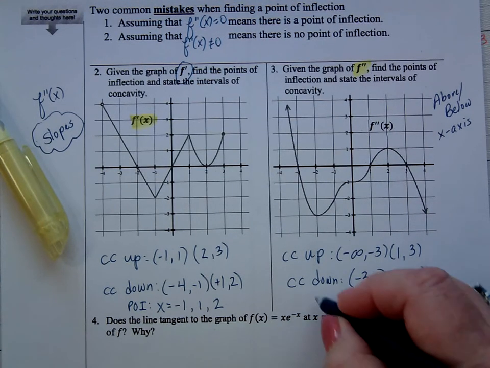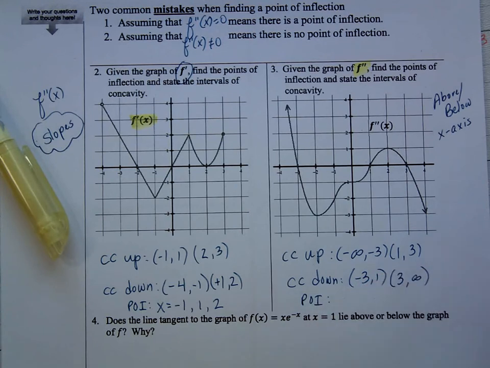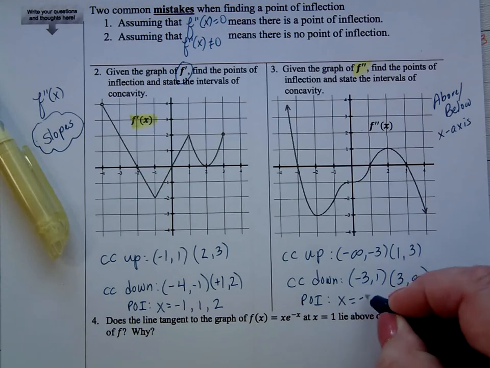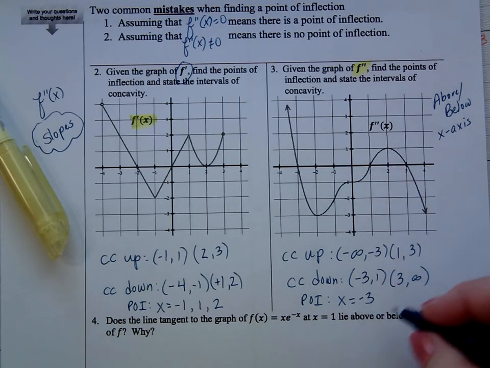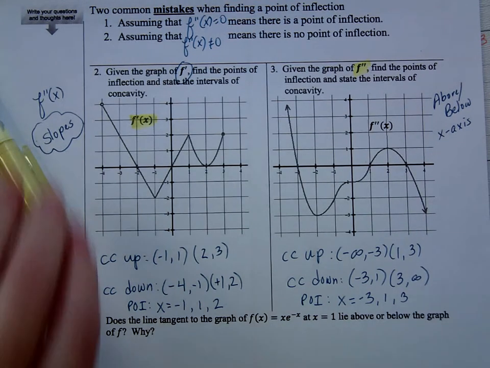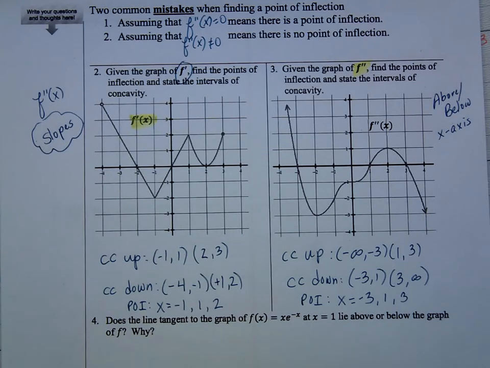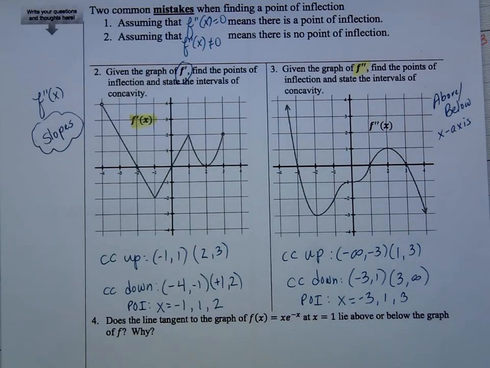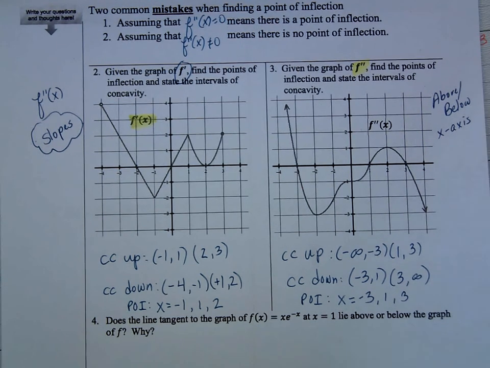Where did it change signs? Where did it cross the x-axis? Positive to negative at x equals -3, negative to positive at x equals 1, positive to negative at x equals 3. And so there you go, points of inflection. Watch what they give you, and then determine from there what you're looking for. If you're looking at the first derivative and asked about the second derivative, you need to know slopes. If you are given the second derivative, it's just above the x-axis versus below the x-axis. All right, example number 4, last example.